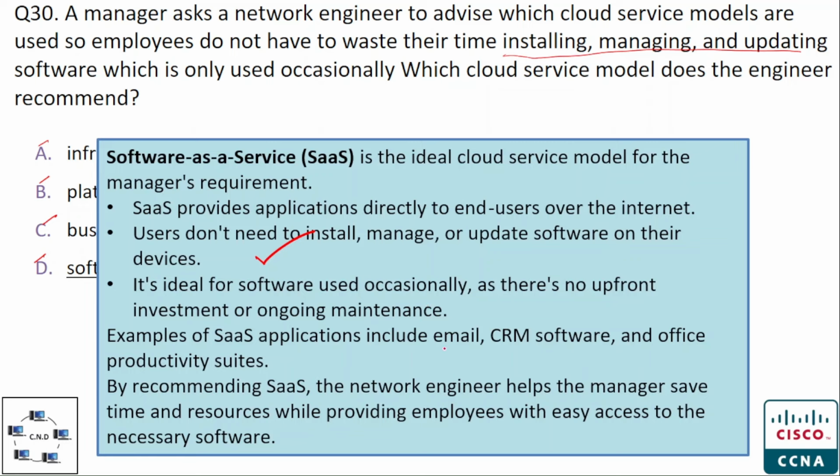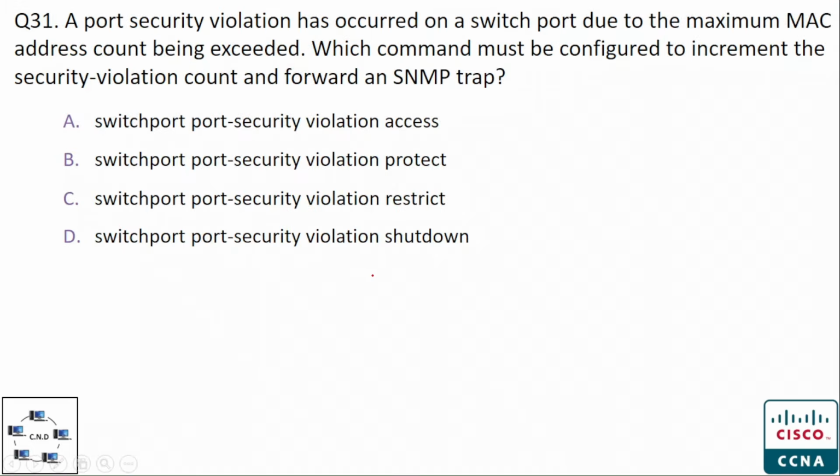Examples of SaaS applications include email, such as Microsoft Email 365, CRM software, and office productivity suites. So this is an office productivity suite, the Microsoft Office 365, while the email can be any SaaS-provided email solution. By recommending SaaS, the network engineer helps the manager save time and resources while providing employees with easy access to the necessary software.